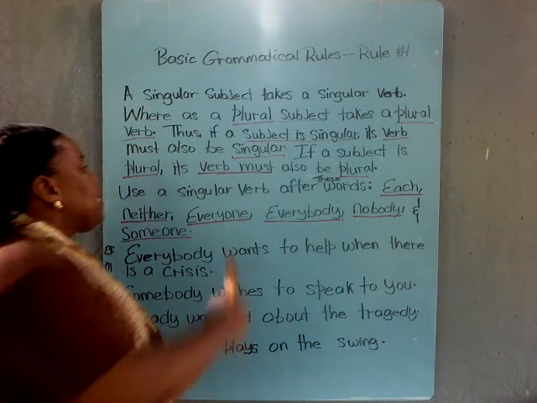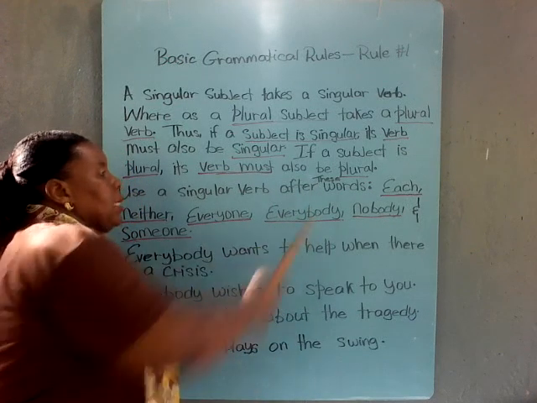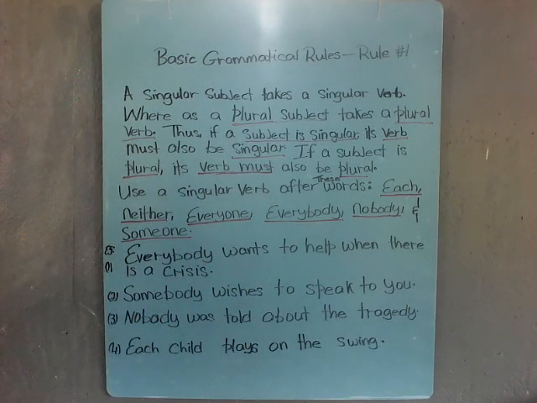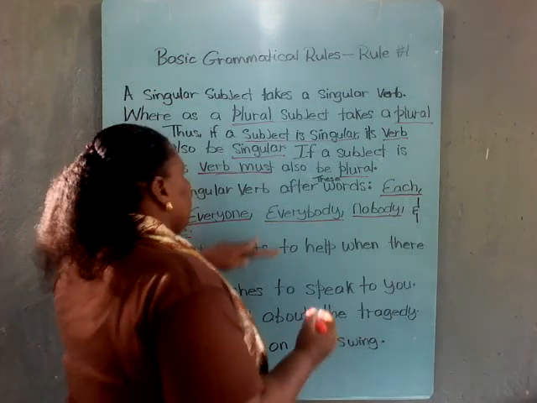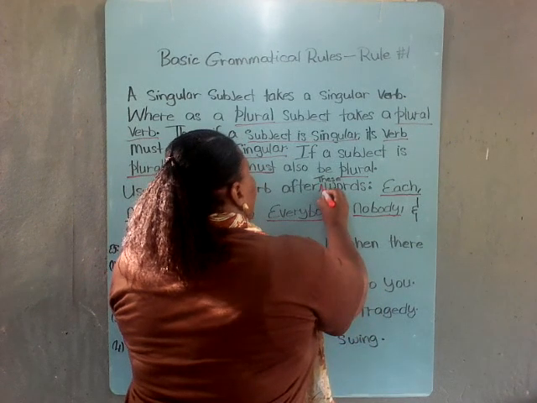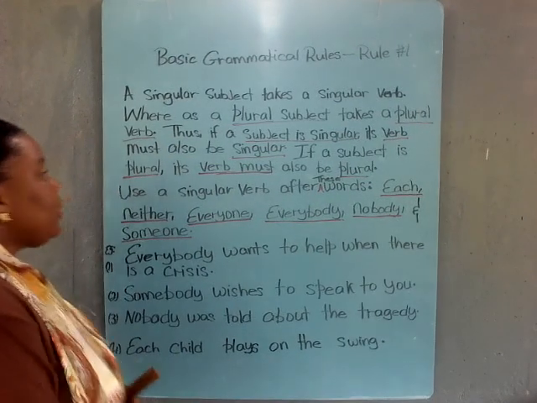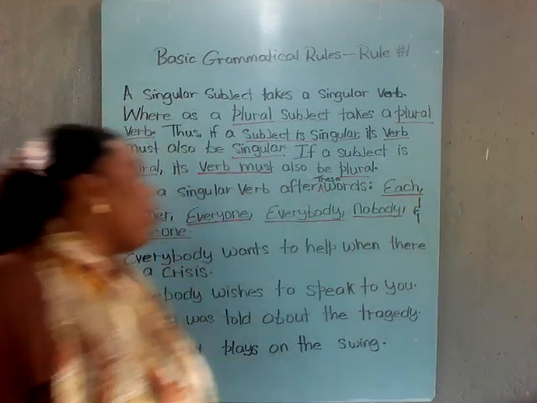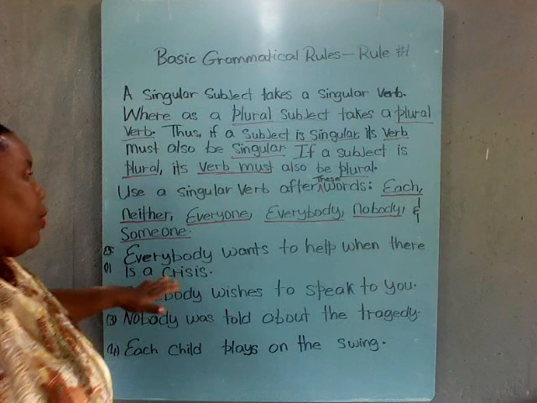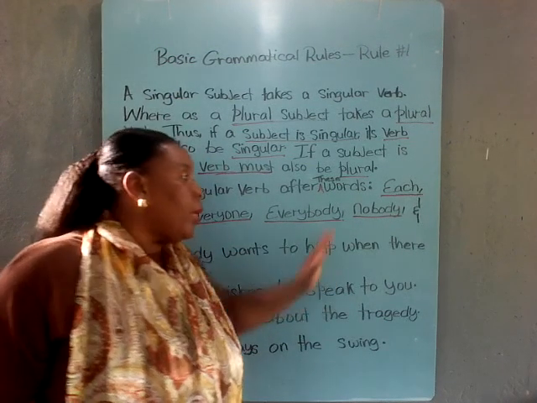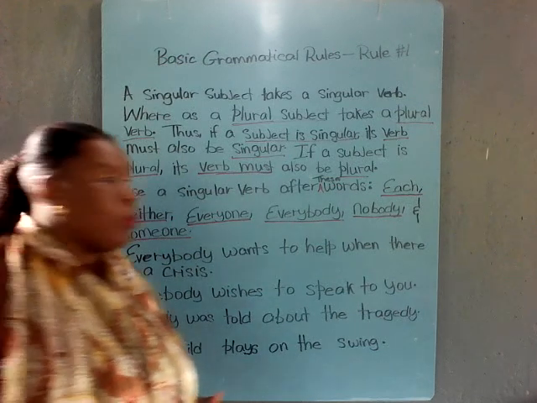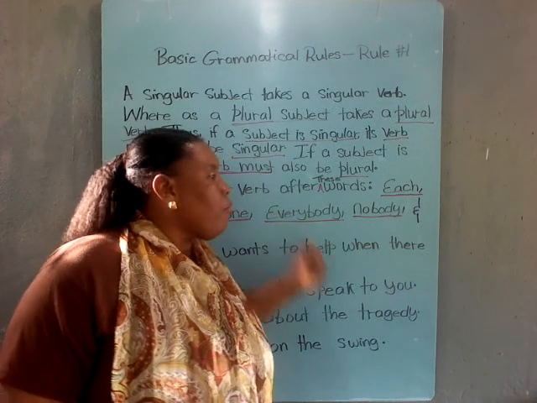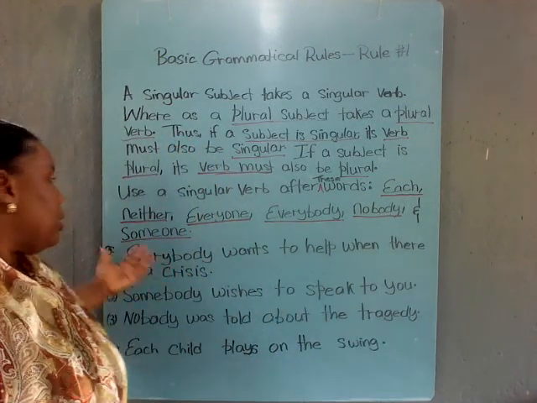So use a singular verb after these words. I've forgotten to put in the word these earlier on, so let me just add it so you can have an understanding. Use a singular verb after these words: each, which I've underlined, neither, everyone, everybody, nobody, and someone, alright?